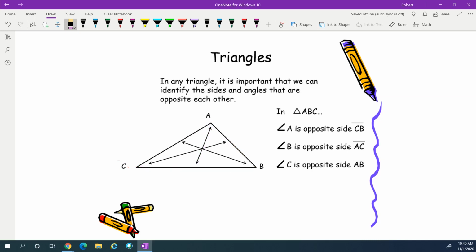So very simply, we can draw an arrow coming out of it. It's not that tough. If we're talking about angle B, draw an arrow coming out of angle B, and it points to the opposite side, AC. The relationship between angles and sides that are opposite of each other is very important, and we have to be able to identify those.